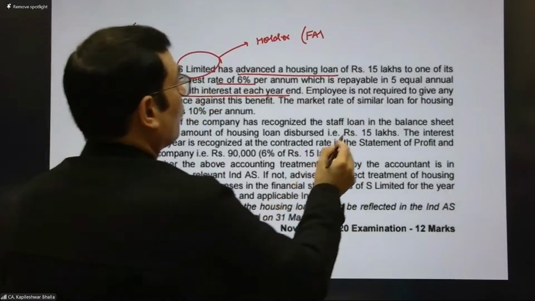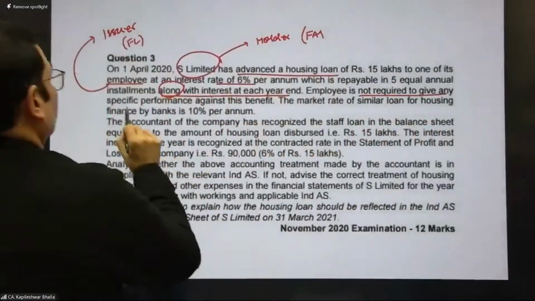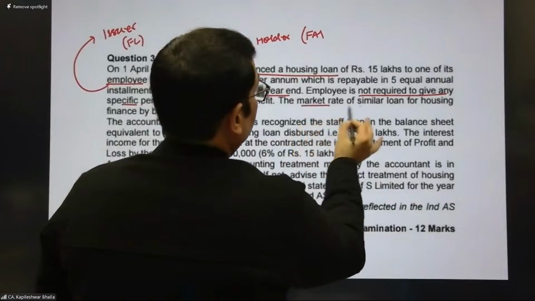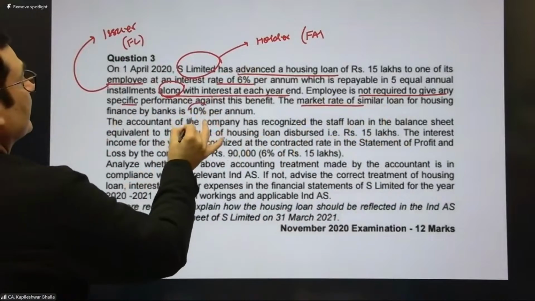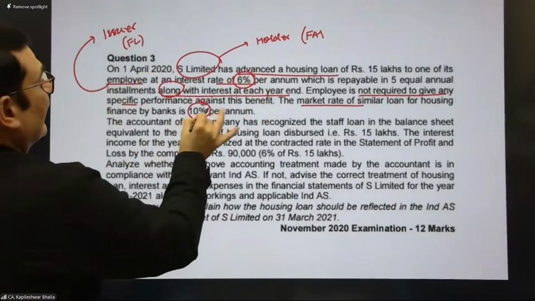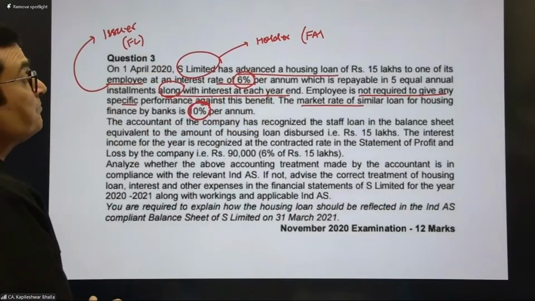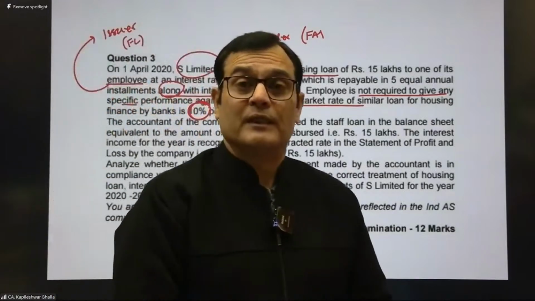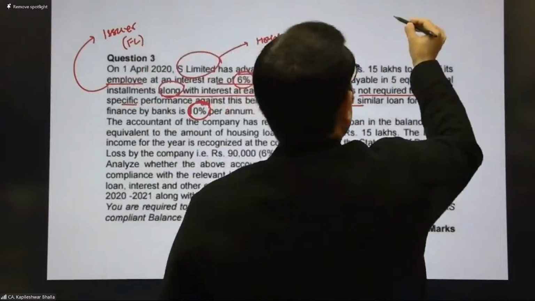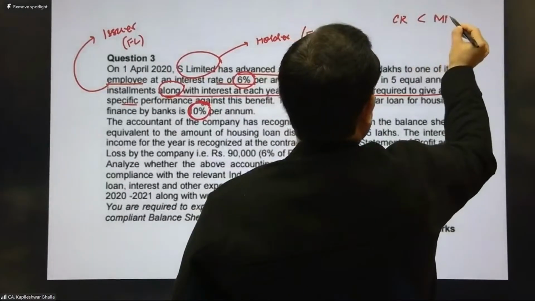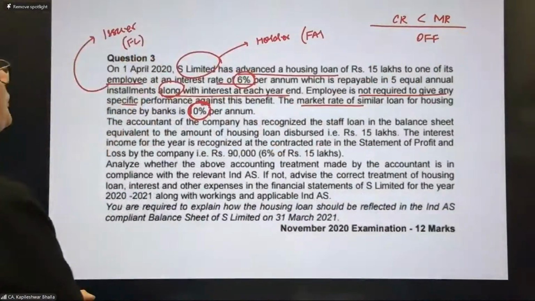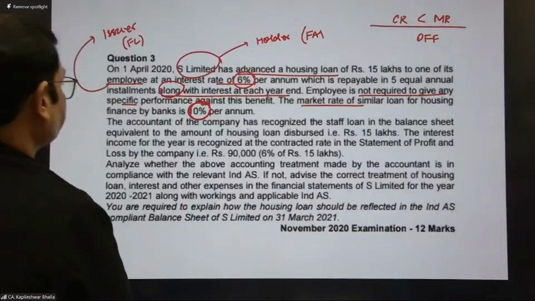Employee is not required to give any specific performance against this loan. The market rate of interest for a similar kind of loan in the banks is 10%. So we can very clearly see that the contracted rate is 6% and the market rate is 10%. So this is an employer-employee relationship and the contracted rate is not comparable to the market rate. We can say the contracted rate is less than the market rate in this case. It is undoubtedly an off-market transaction and the relationship of employer and employee is given.